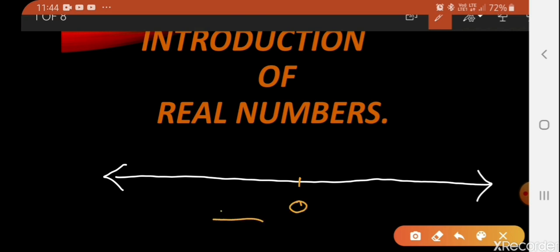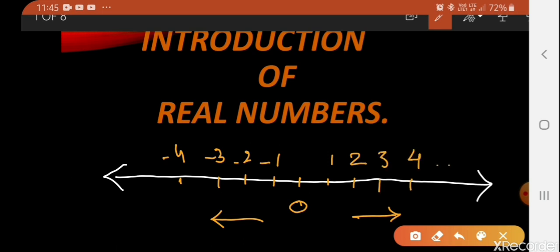Now, as you know, at the middle of this number line, it will be 0, and on the left hand side, there will be all negative numbers like -1, -2, -3, -4 and so on. And on the right hand side of the 0, there will be all positive numbers like 1, 2, 3, 4 and so on.